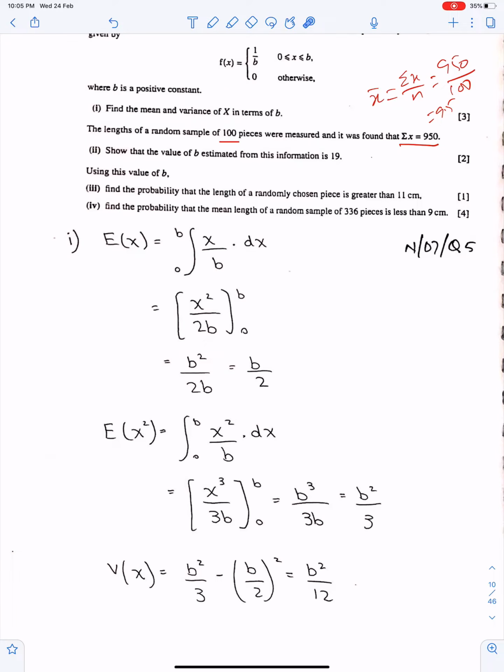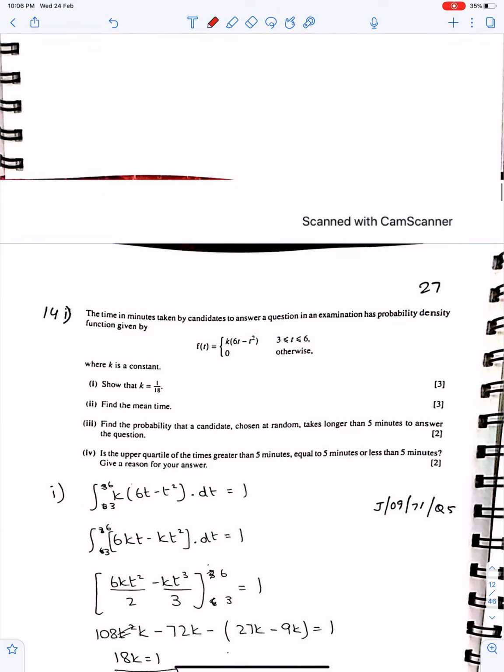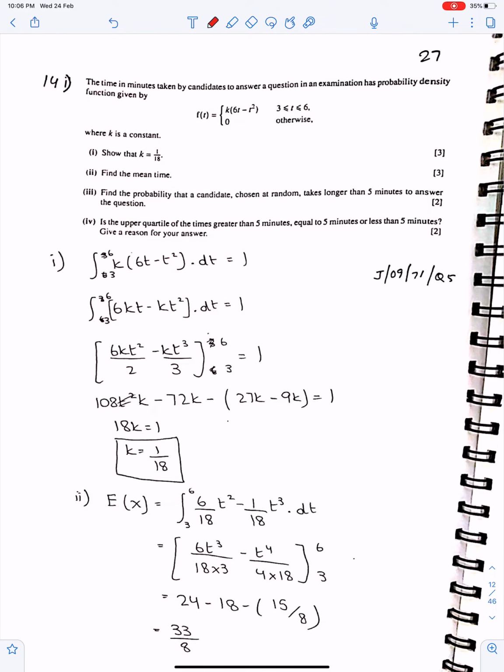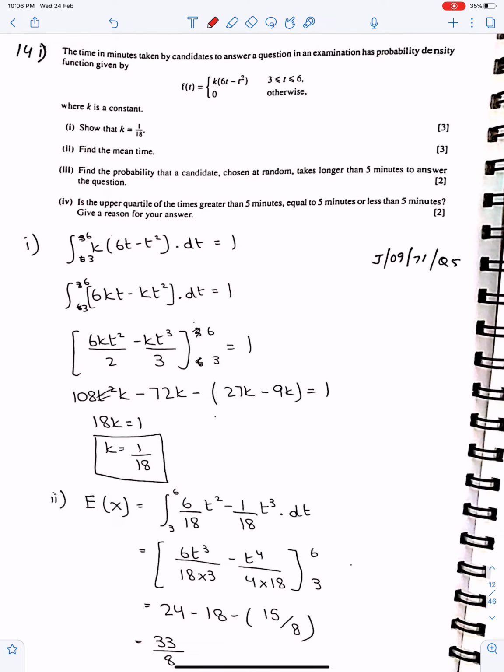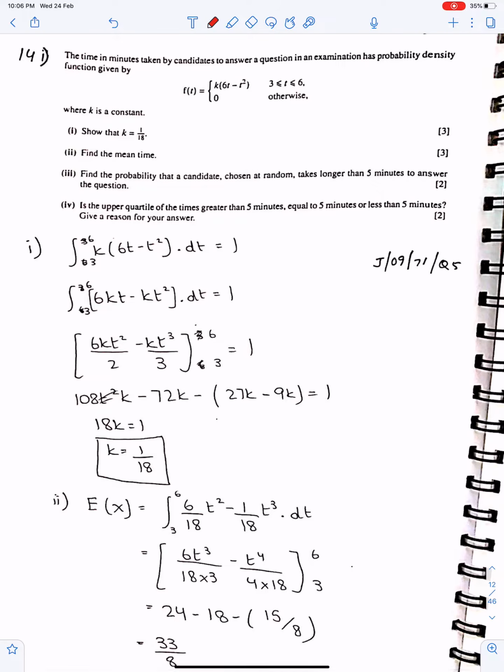You should leave this part because it involves sampling and we haven't done sampling yet. So you can do this part with sampling. Next question, 14. The first part of this question is again to show K. I'm leaving this. Mean, we know how to get these two things. Here is the solution of both the parts.